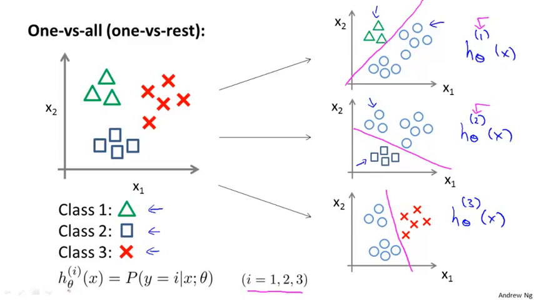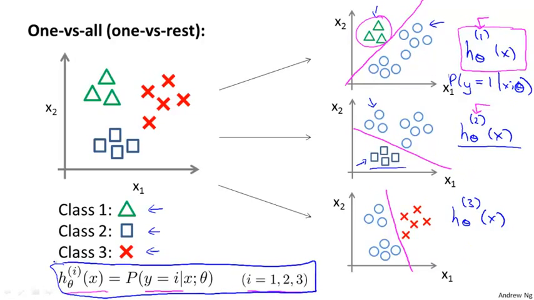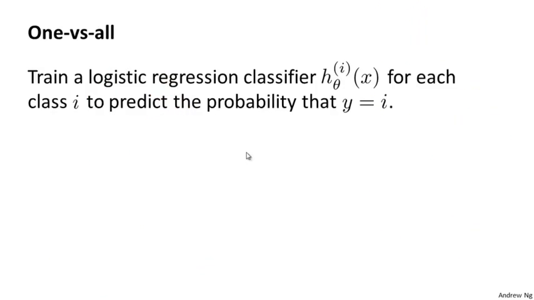So for i equals 1, 2, 3, we've fit a classifier h superscript i subscript theta of x that's trying to estimate the probability that y is equal to class i given x and parameterized by theta, right? So in the first instance, for this first one up here, this classifier was learning to recognize the triangles. So it's thinking of the triangles as a positive class. So h superscript 1 is essentially trying to estimate the probability that y is equal to 1 given x and parameterized by theta. And similarly, this is treating the square class as a positive class, and so it's trying to estimate the probability that y is equal to 2 and so on. So we now have 3 classifiers, each of which was trained to recognize one of the 3 classes. Just to summarize, we want to train a logistic regression classifier, h superscript i of x, for each class i to predict the probability that y is equal to i.